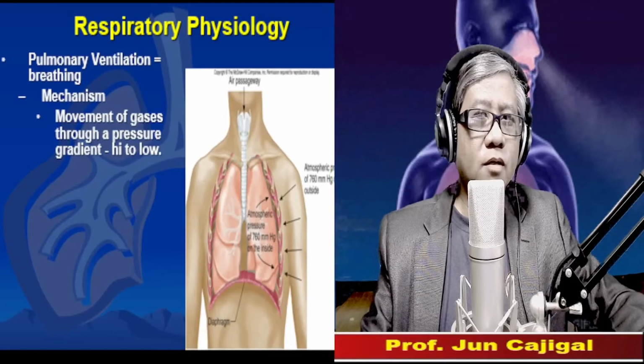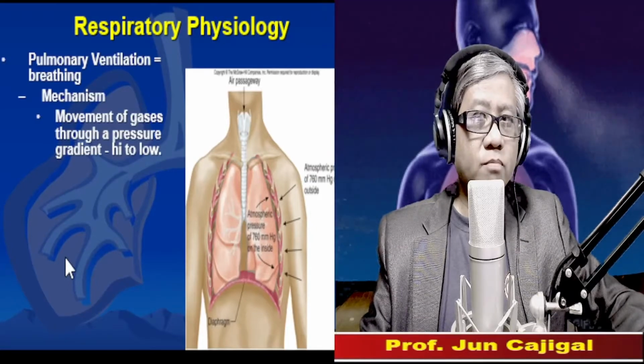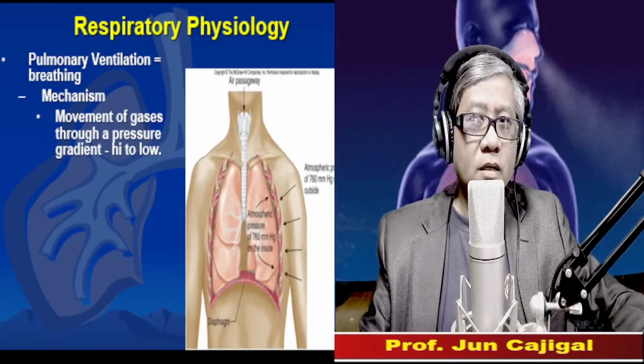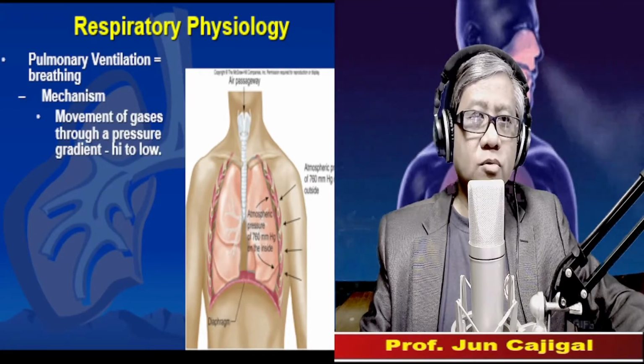Alright, so I hope you have learned a lot about the respiratory system through that video. Now, before we end with this lecture on the respiratory system, let's study the so-called mechanism of breathing. Now, breathing occurs when the movement of gases is through a pressure gradient, meaning that gases move through a region of high pressure to a region of low pressure.